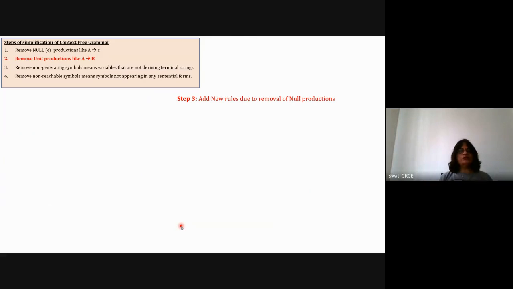So now I'm going to teach you about the new topic, that is removal of unit production rules. Okay, so I'm teaching you something new, which is removal of unit production rules. The rules are of the type A is equal to B. That means the left hand side is a single variable and the right hand side is a single variable. So suppose you observe this particular rule, A is equal to B, like A generates B. So what is the meaning of that?